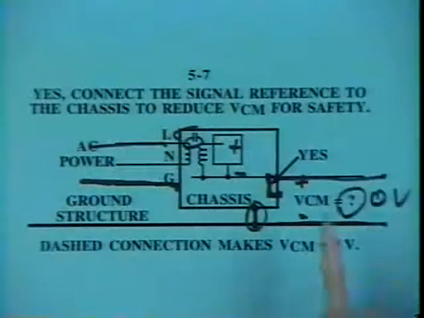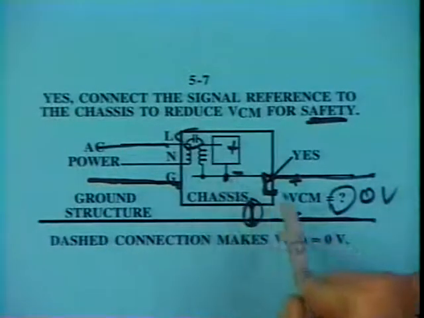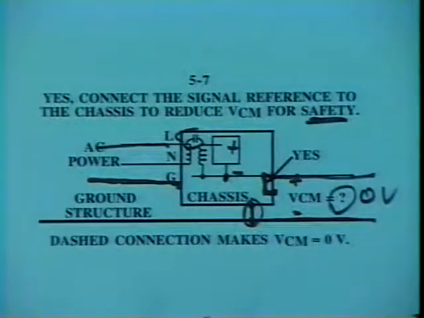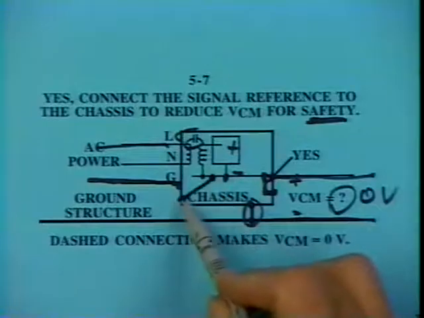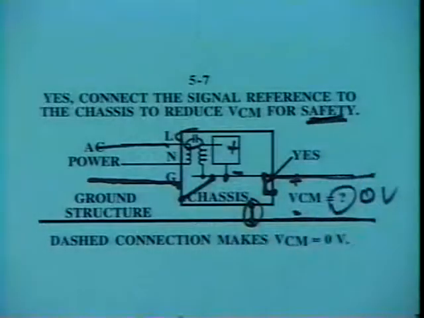So for added safety, we will often tie the internal signal reference to the external metal housing. Now in this situation, it's not critical where we put that connection. We could put it here, or we could have put it internally anywhere. As far as safety is concerned, the precise location of that connection is not too important to us.